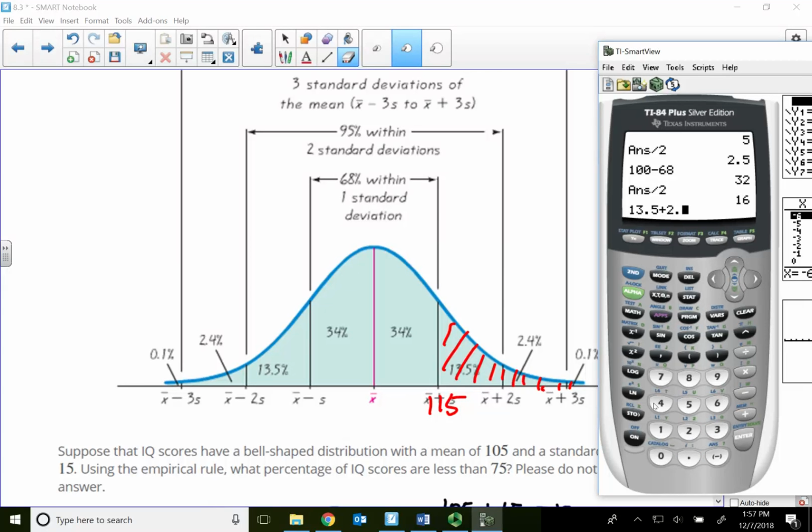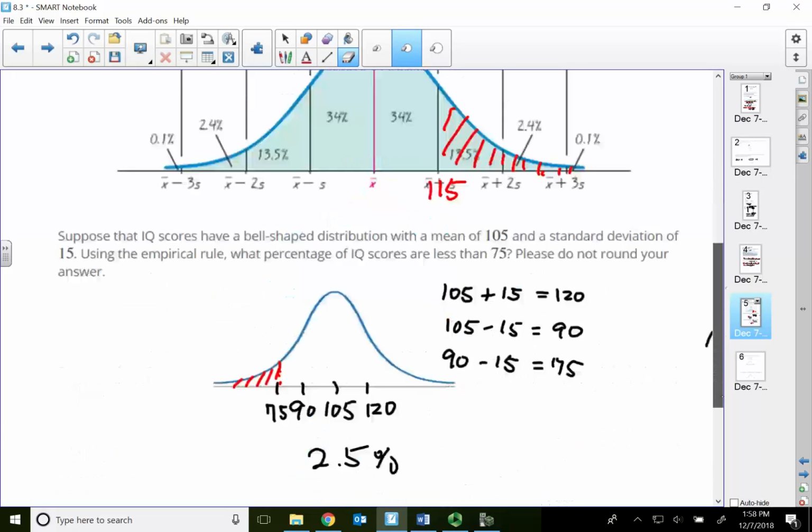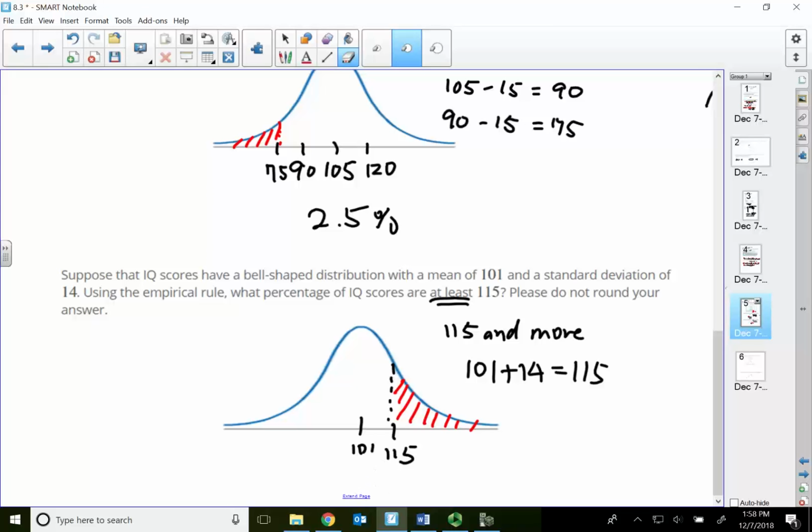Another way to do this is take the 13.5 that I have on the table, plus the 2.4, and plus the 0.1. And that should give me the same as the 16, I suppose. Yep. Sure does. All right, so two different ways we can calculate the percentage. So my answer is 16%.